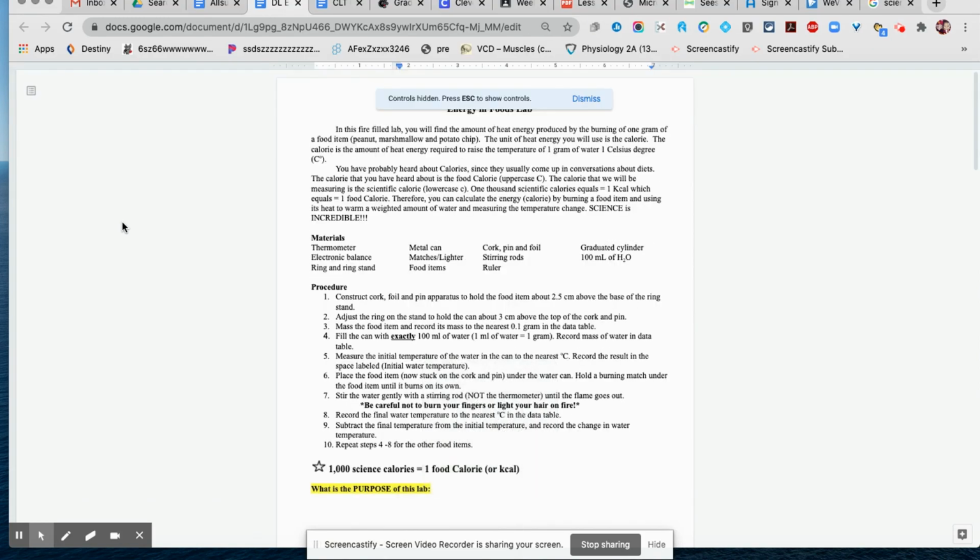All right, so in this week's lab, we're going to be calculating the amount of energy in a few different food items. What we're really trying to get to is the amount of calories. If you're eating food and you look at your nutritional label on the back to see the amount of calories in that food, what you're really looking at is how much energy is in that food, right?